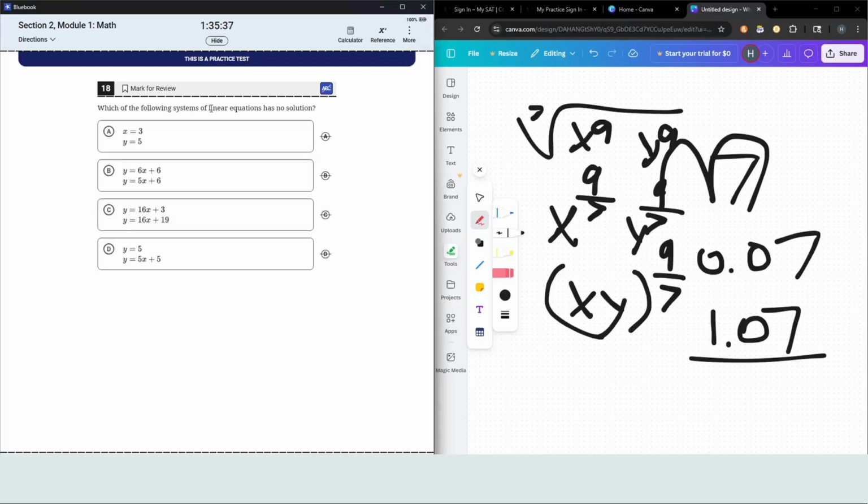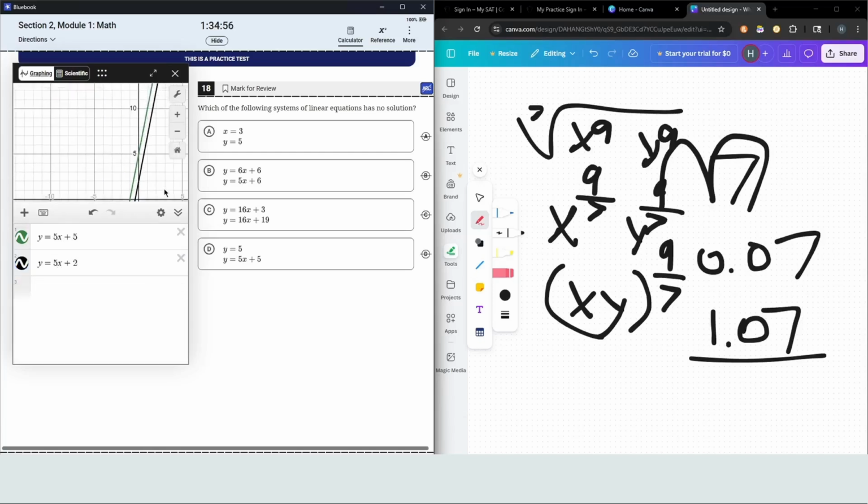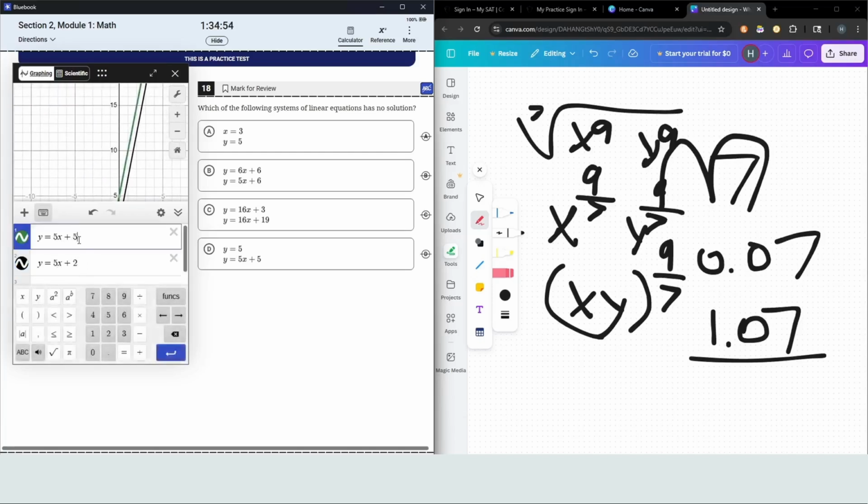Which of the following system of linear equations has no solution? So for a system of equations to have no solution, the slopes have to be identical because when they are, the lines are parallel, meaning they never touch. For example, let's say you had two equations, y equals 5x plus 5 and y equals 5x plus 2. They have the same slope, but different y-intercepts.